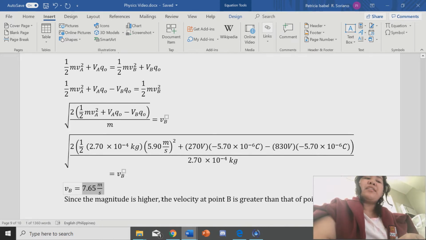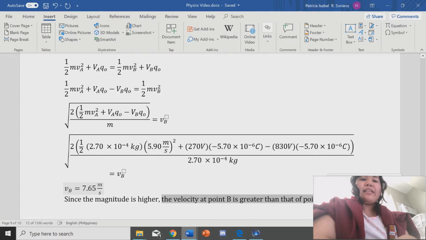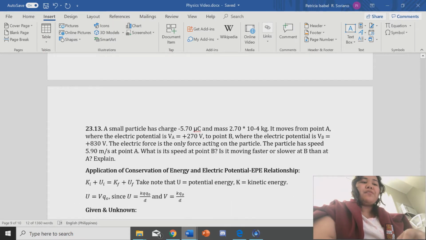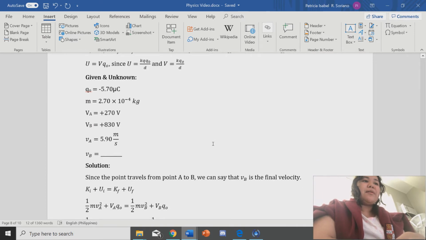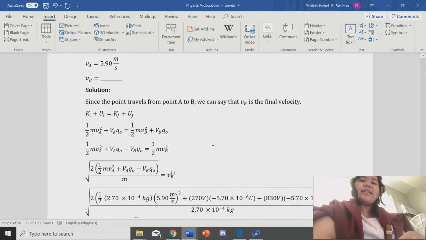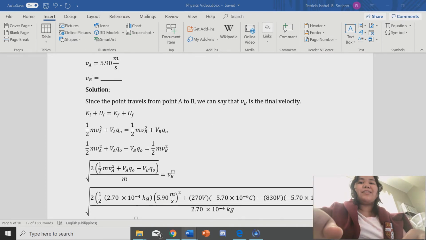And since the magnitude is higher, that's our explanation for why the velocity at point B is greater than that of point A. So that wraps up our solution for question number 23.13, and I'll see you in our last question.